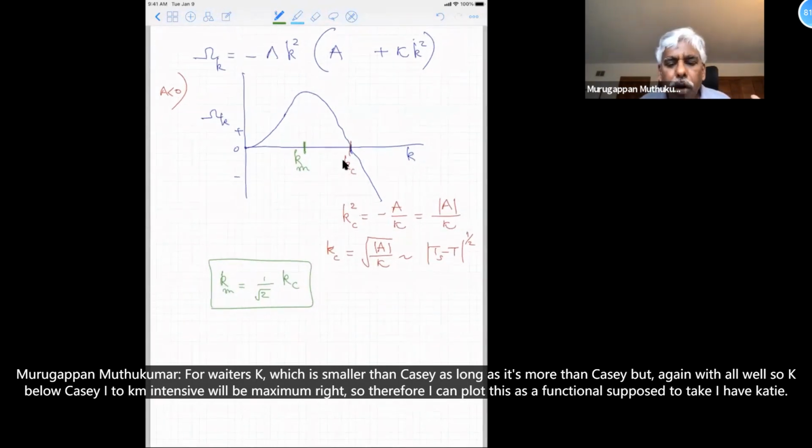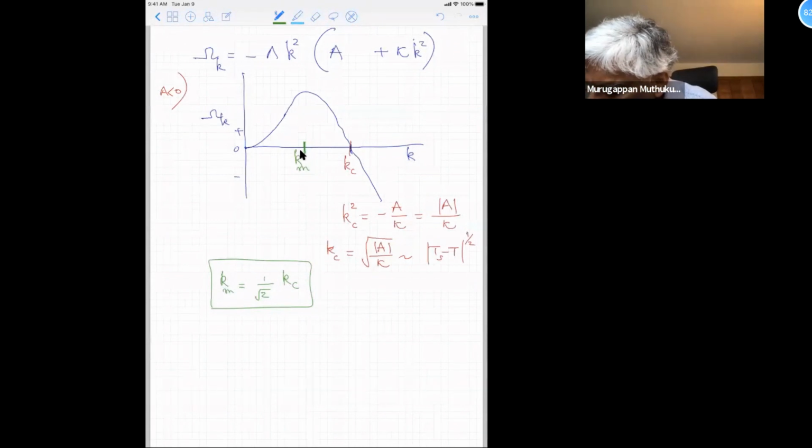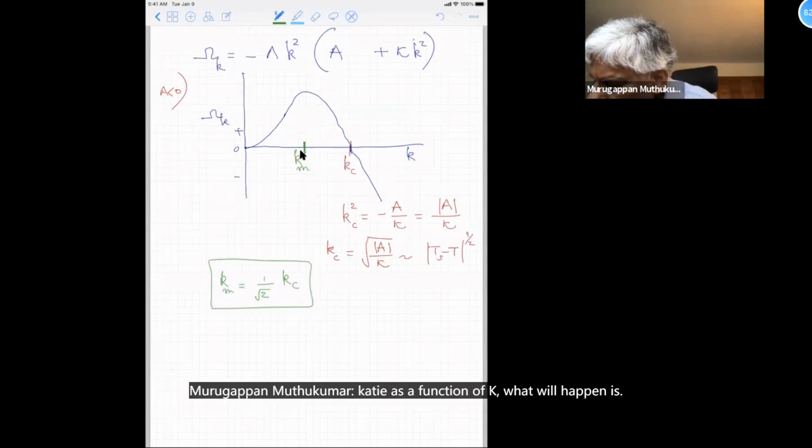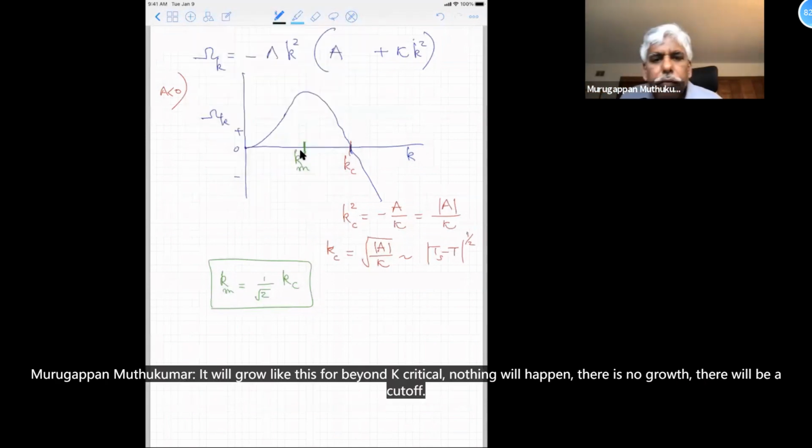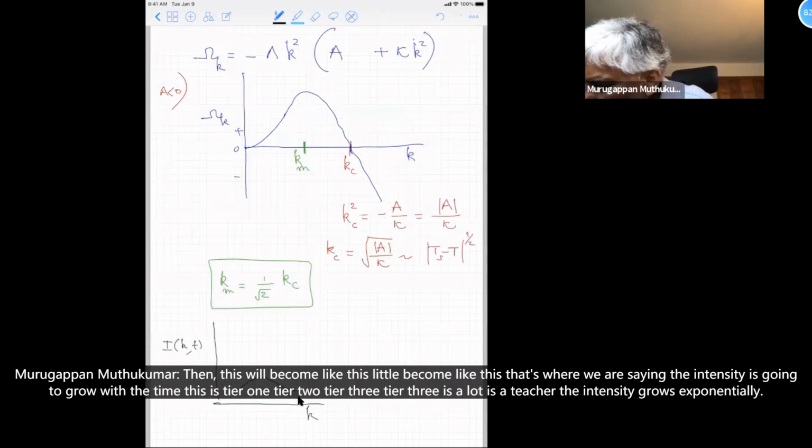But again, with all values of K below Kc, at Km the intensity will be maximum, right? So I can plot I of K,t as a function of K. It will grow like this. Beyond K critical, nothing will happen. There is no growth. There will be a cutoff. And then it will become like this, and like this. That's what we are saying.